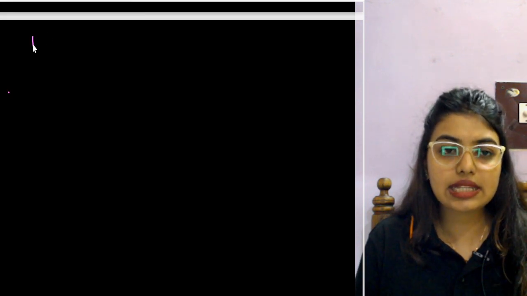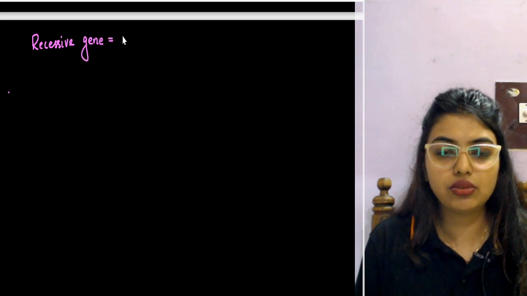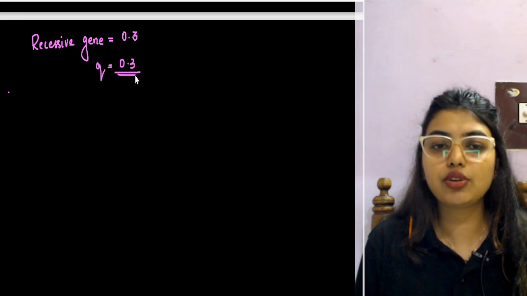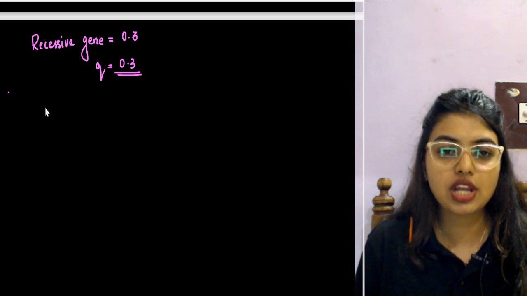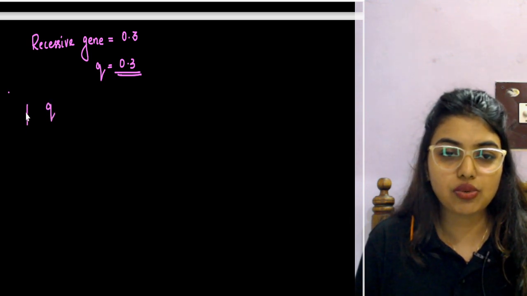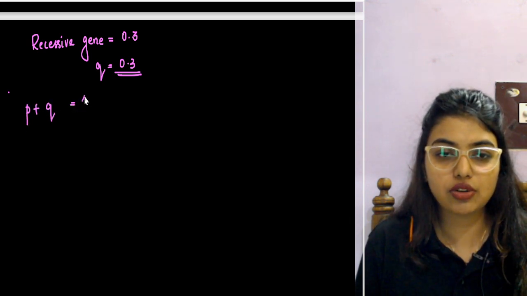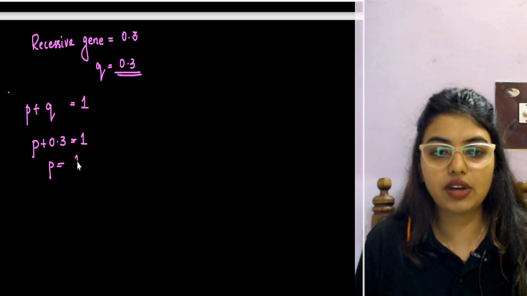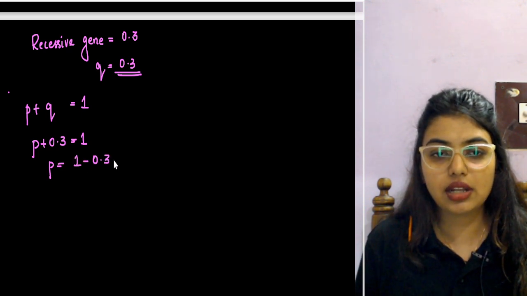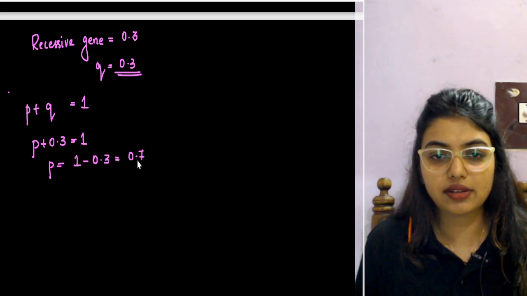Let's say, students, the recessive gene is equal to 0.3. So that means q is equal to 0.3. Now how are you going to find p? How are you going to find the equation? So you know p plus q, always remember this, p plus q is equal to 1. So p plus 0.3 is equal to 1, or p is equal to 1 minus 0.3, that is going to be 0.7. Yes or no?